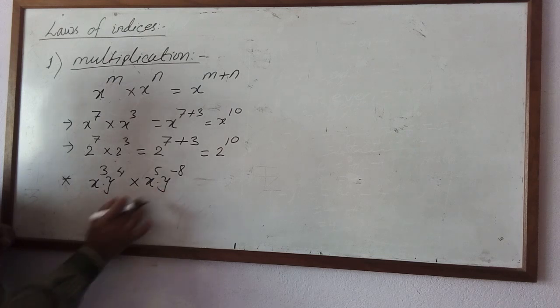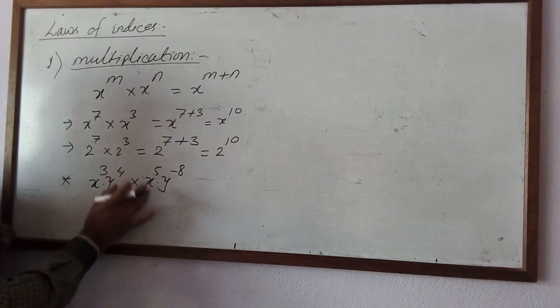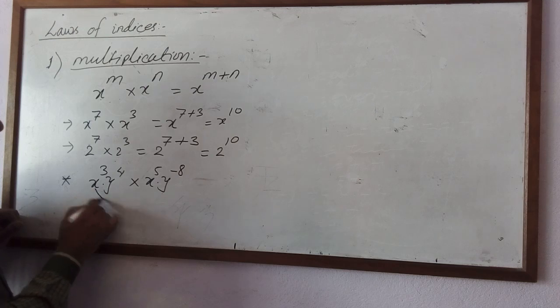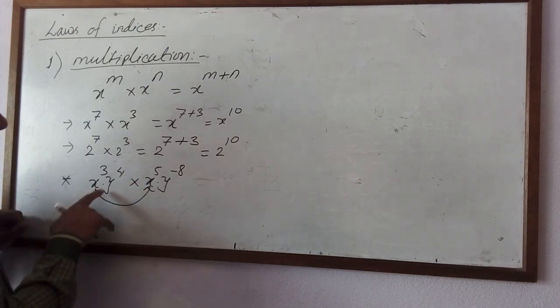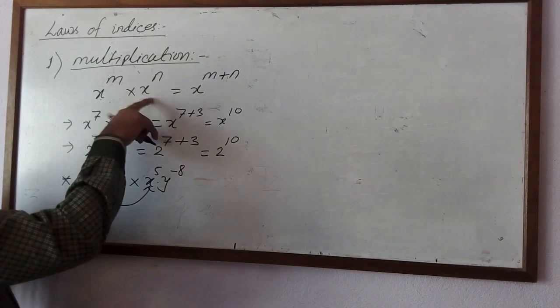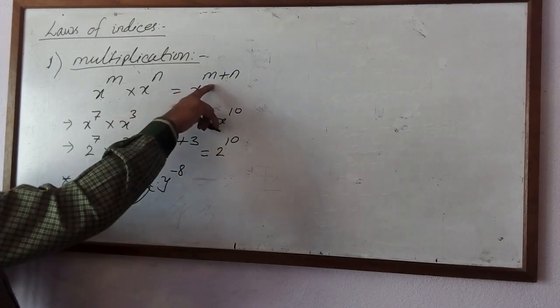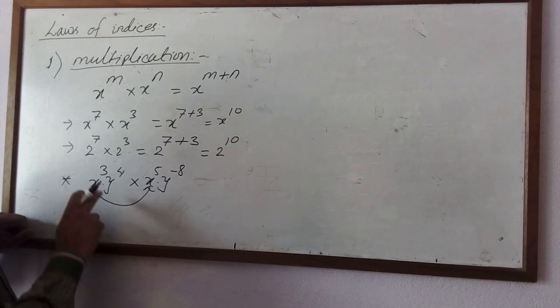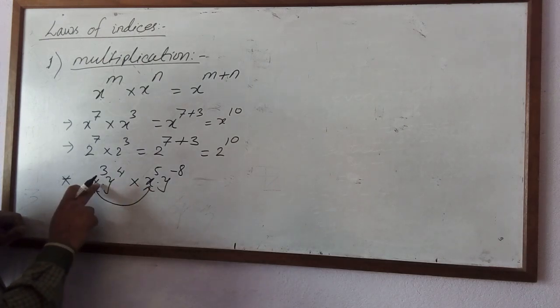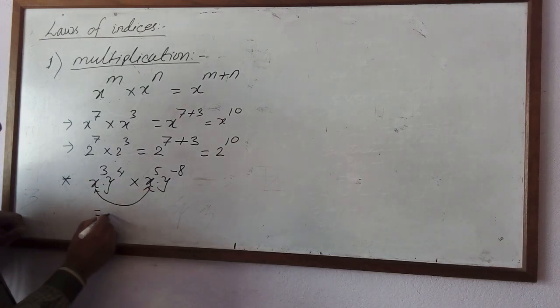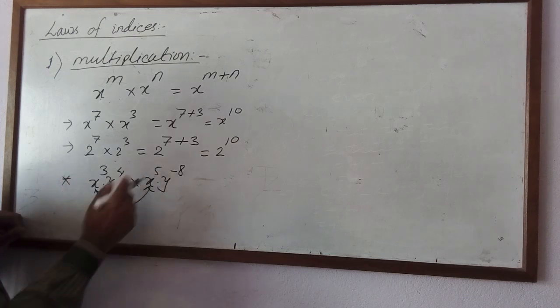Two terms we are going to multiply. The same rule you can use here. Now this x and this x, they are the same base. When the bases are the same, remember that the base must be the same. If the bases are not the same, then we cannot add their powers. Here the bases are the same, x, that's why you have to add the powers of x.